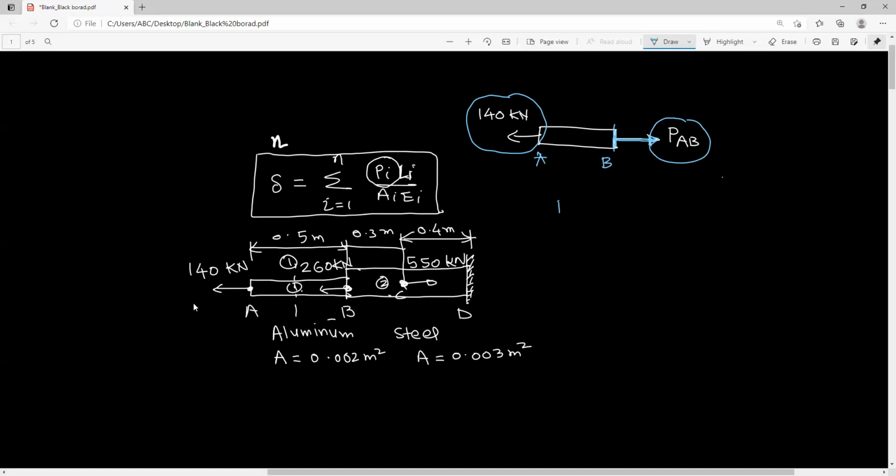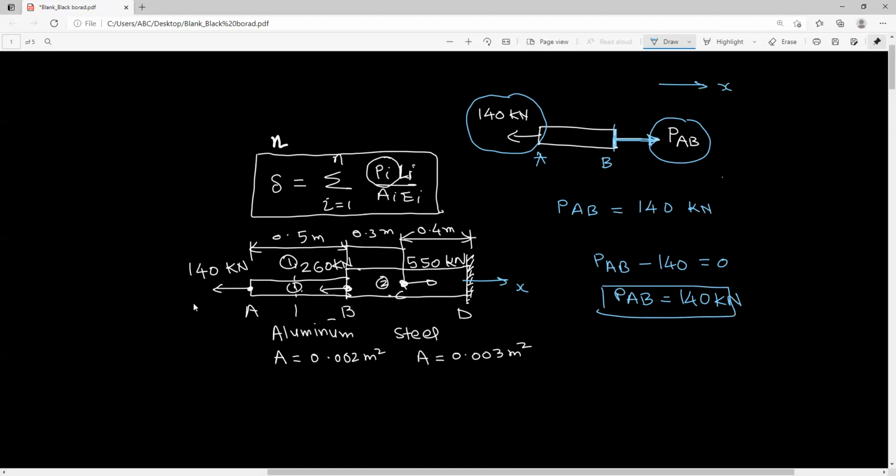The force PAB can be calculated, and it turns out to be 140 kilonewton. So basically, if this is your x-axis, with positive x going in this direction, you can take it that way also. So you can write PAB minus 140 is equal to 0, and PAB is equal to 140. This is how you can show the force direction.